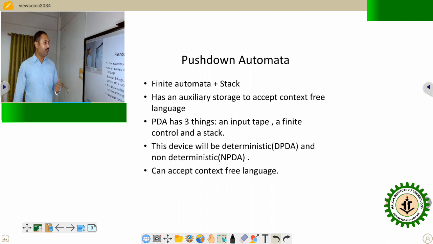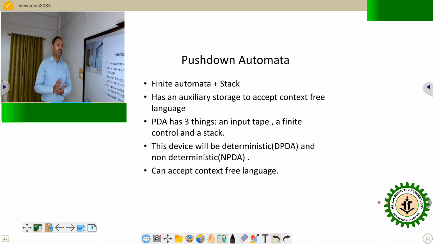The second point says that it has an auxiliary storage to accept a context-free language. Another point we have to memorize is that the language which is accepted by pushdown automata is context-free language. Context-free grammar can generate context-free language, and this context-free language can be accepted by pushdown automata.